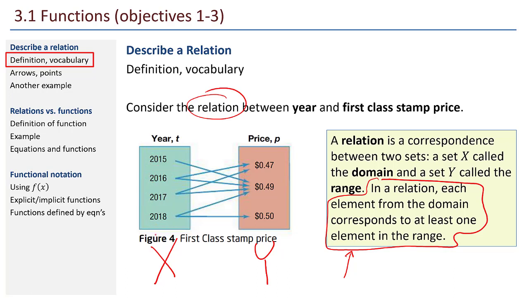Also, the "at least one" is kind of important. It has to go somewhere, but it can go to more than one. In 2015, the 2015 is related to only one price, but for example in 2016 I am associating two different prices, and that's okay. So each element from the domain corresponds to at least one element in the range.